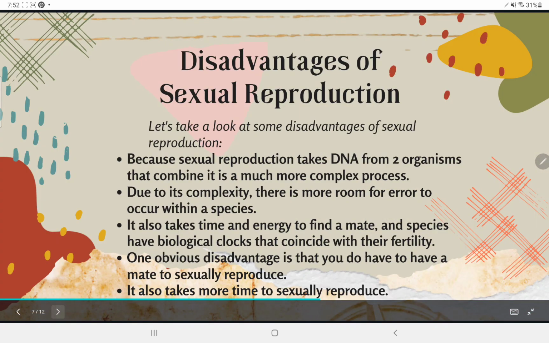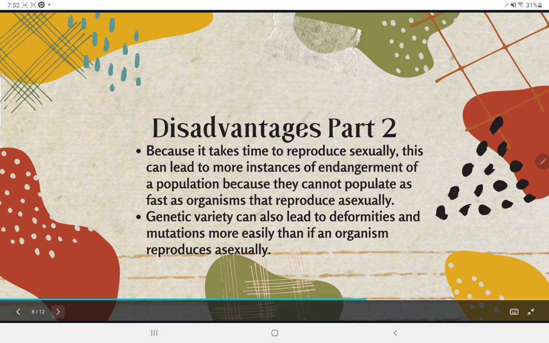Disadvantages of sexual reproduction. Let's take a look at some disadvantages of sexual reproduction. Because sexual reproduction takes DNA from two organisms that combine, it is a much more complex process. Due to its complexity, there is more room for error to occur within a species. It also takes time and energy to find a mate, and species have biological clocks that coincide with their fertility. One obvious disadvantage is that you do have to have a mate to sexually reproduce. It also takes more time to sexually reproduce.